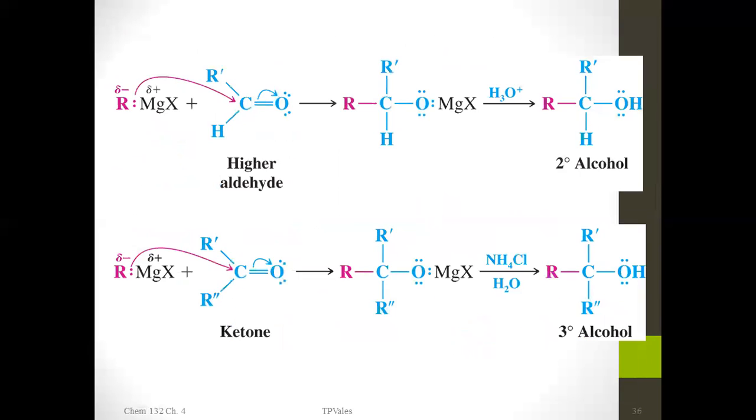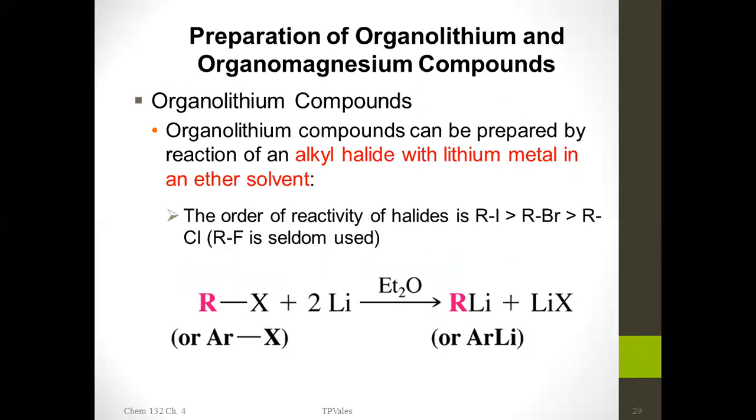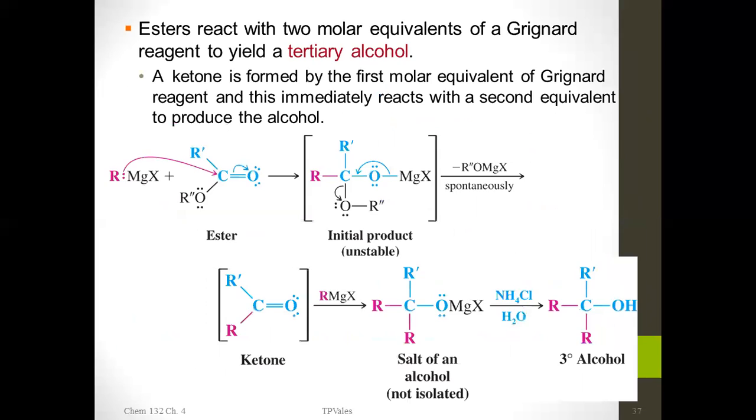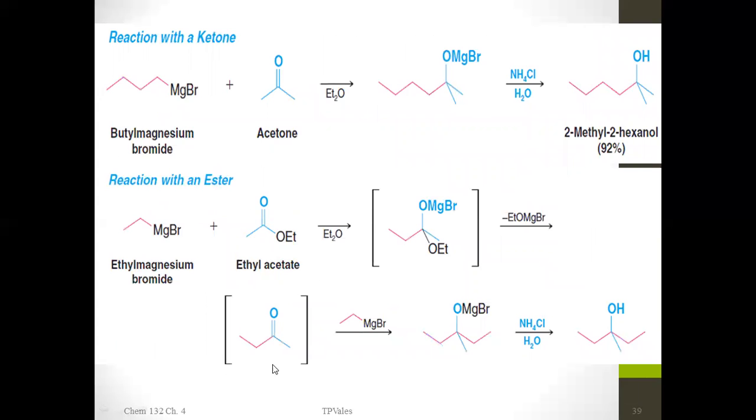Whenever you have an ester and a ketone, like this, once you have your ketone, you get a 3-degree alcohol. But once you have an ester, you first get your ketone before forming the 3-degree alcohol.